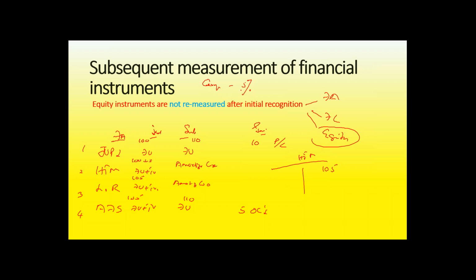So the effective rate: you invested 105, but on 105 you get interest of only 5. So that means it is less than the normal 5%, because it's 5% on 100, but on 105 it is less than 5%. So the examiner will tell you the effective rate is something. Let's assume he says it is 4%, for example.